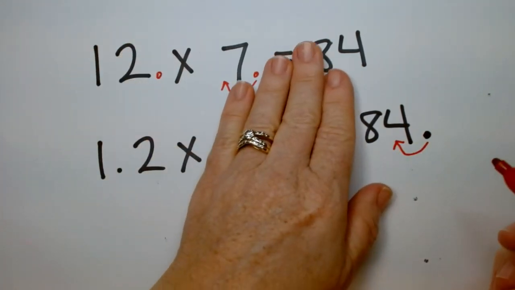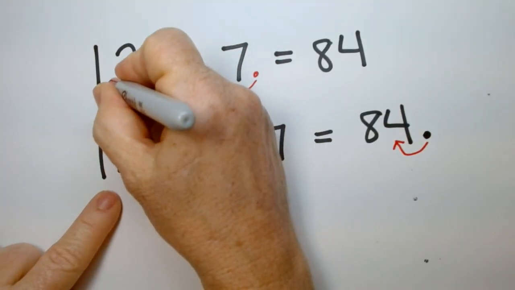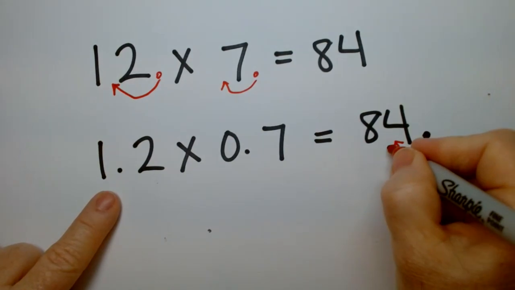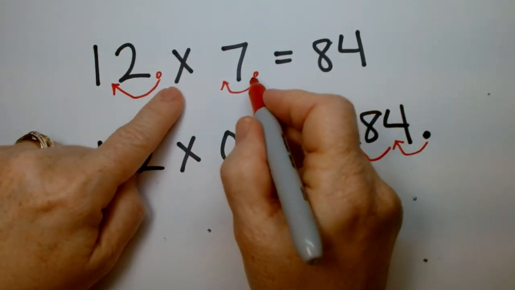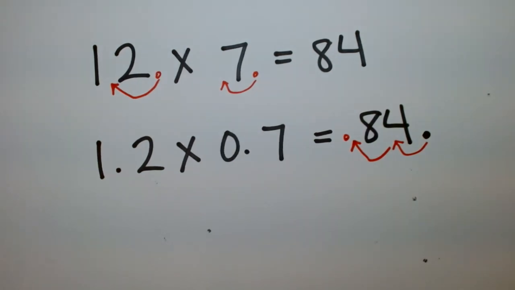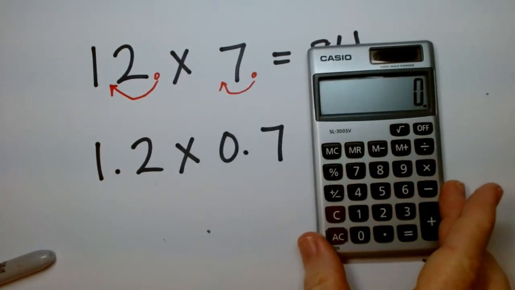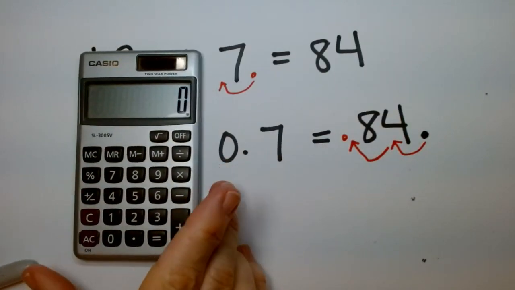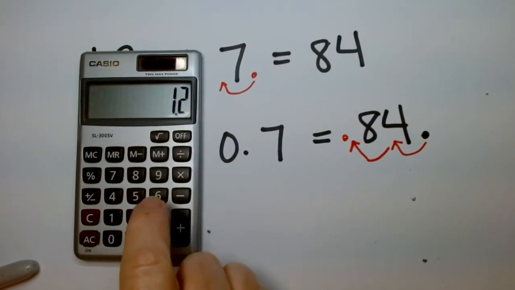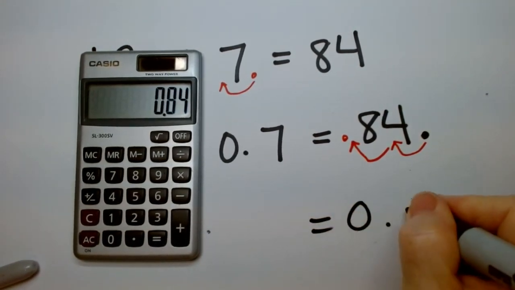Okay, now let's do it over here. To get from 12 to 1.2, we had to move it one place this way also. So now we go again. Because there's 2 hops, one for each decimal place, my answer is, watch. Can you see my calculator? There we go. 1.2 times 0.7. What's my answer? 0.84.